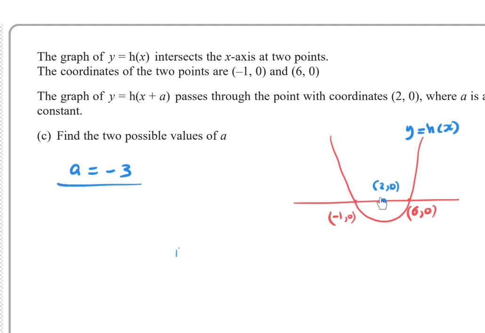That is if the curve moves to the right. And now if the curve moves to the left, this means (6, 0) becomes (2, 0). This means 6 becomes 2, so minus 4. So this means 4 units to the left. So now a equals 4.